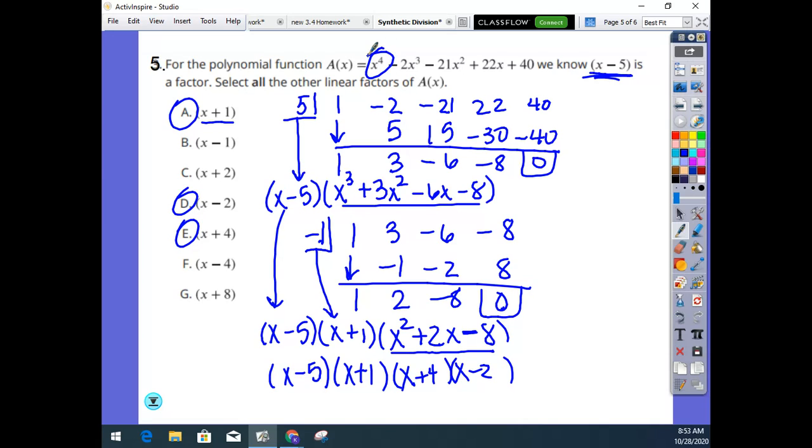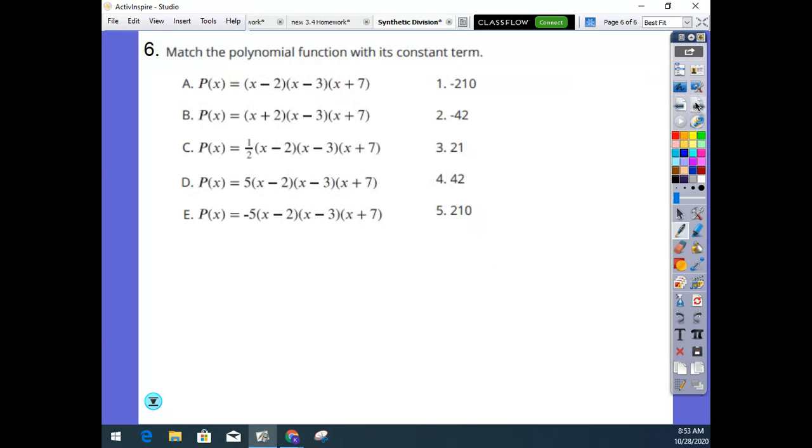So x minus 5 was a factor. Degree 4 means I should have 3 other ones. 1, 2, 3. Okay, this is just a matching problem. Think about what we did in class the other day. That opening problem where we had to figure out the constant. If you multiply the constants, -2 times -3 times +7 equals 42. That means number 4 is letter A.